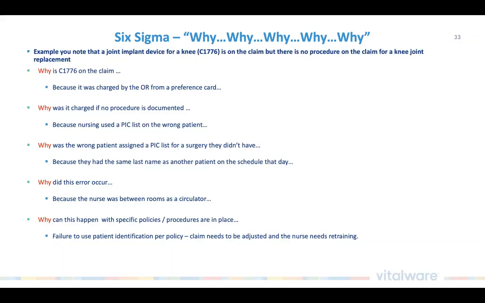Why did this error occur? Because the nurse was between rooms as a circulator. Why can this happen with specific policies and procedures in place? Because the failure to use patient identification resulted in it, and the nurse needs new training. Now, obviously, when I looked at C1776 and saw a joint device but no joint, I didn't think it was because of the nurse charging.